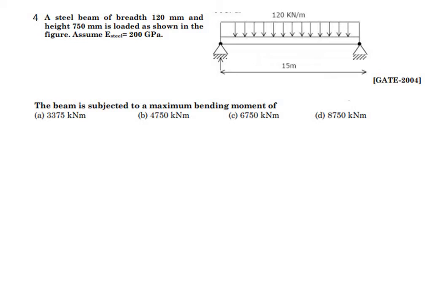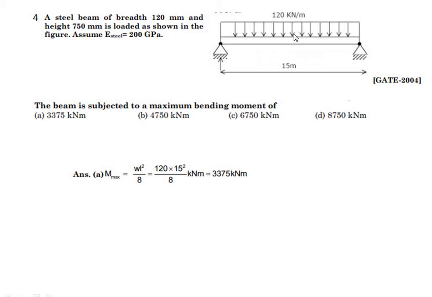You will be very familiar with the formula. The maximum bending moment in a simply supported beam subjected to a uniformly distributed load is WL square by 8. Or you can go for finding the reactions and finding the bending moment at the center. Since the load is uniformly distributed and symmetric, half of the load will be acting as R1 and half of the load will be acting as R2 in the opposite sense.